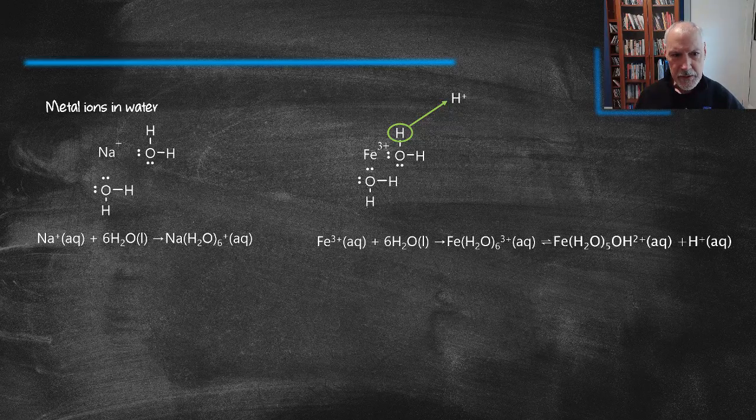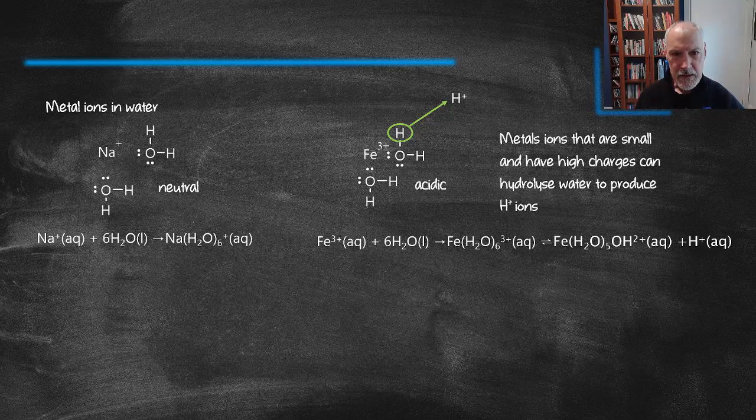Here's the equation for what goes on. So the iron forms a complex iron ion, and as those water molecules are drawn close together, a proton is released. This would cause, in comparing the two, the sodium in water remaining neutral, whereas the iron compounds in water would become acidic. Metals that are small and have high charges tend to hydrolyze water, producing this H+ ion.